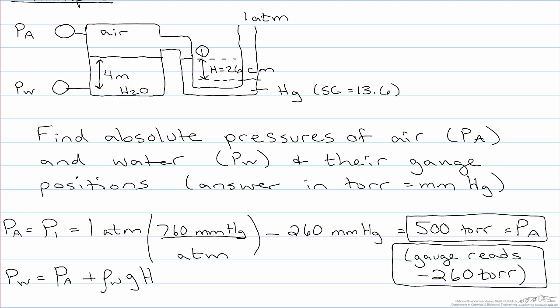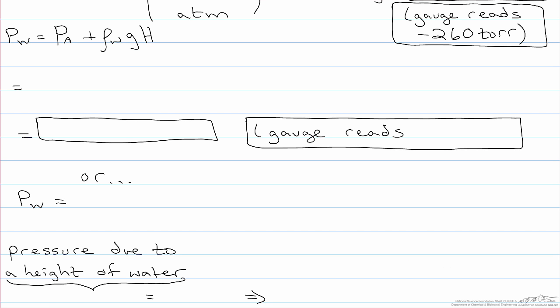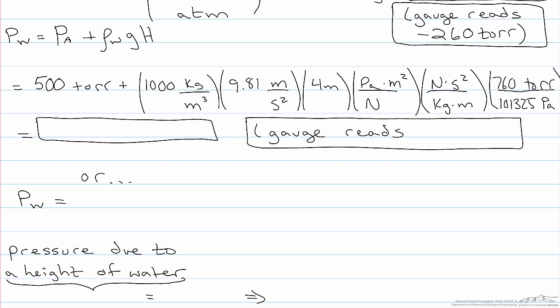So the second half of this problem becomes primarily a units conversion problem as we translate the rho GH of the water into torr. So we have the density of water at 1,000 kilograms per cubic meter times G times H, and then units conversions. A Pascal is a Newton per meter squared, a Newton is a kilogram meter per second squared, and then 760 torr is 101,325 pascals. So this second part is 294 torr, so we have a total of 794 torr.